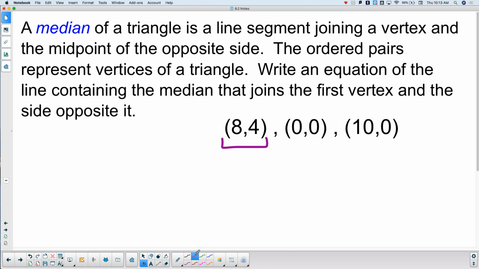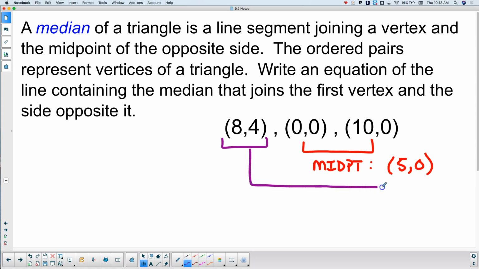First I need to find the midpoint of these two sides, because then I'm going to connect the purple vertex with that midpoint. Jenna K, what is the midpoint between those two vertices? 5, 0. Love it. Now I need to make the line between this purple point and this midpoint. So I need to do those two things.